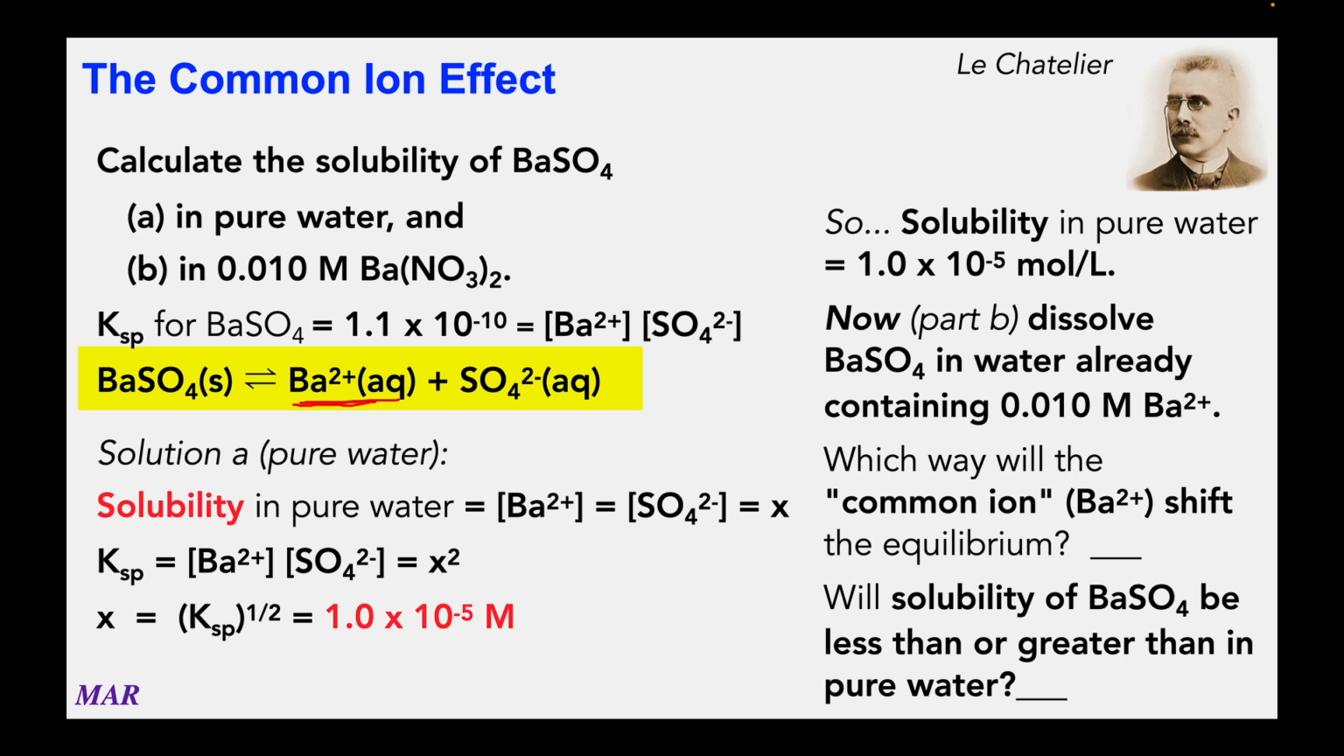Adding an ion common to the reaction, i.e. the barium nitrate is adding a barium ion, should make the reaction take a left, i.e. shift to the reactant side. That's what old Le Chatelier's principle would say. So we expect then, in the presence of the barium ion, the solubility should be less. So let's check this out.